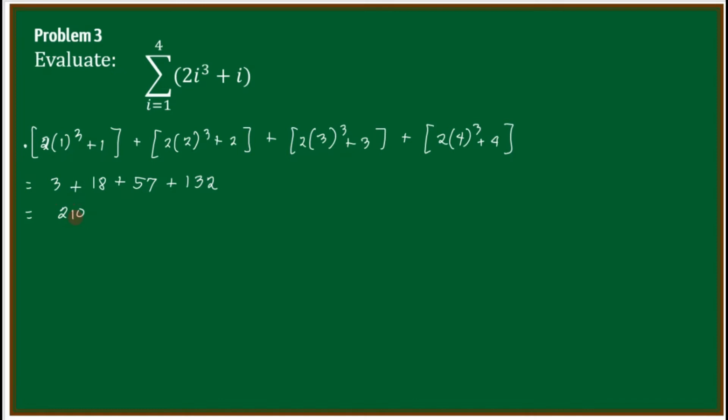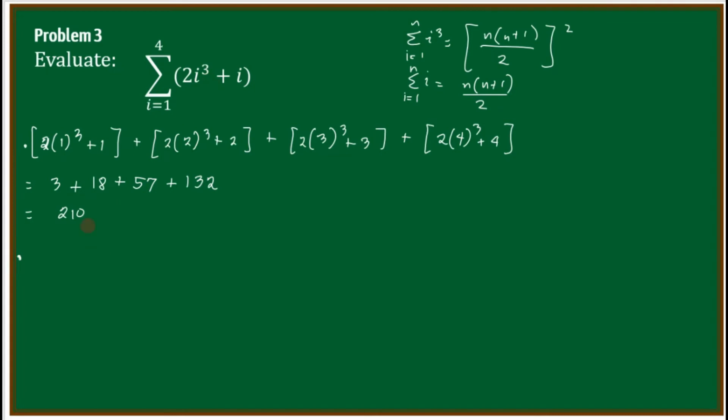Pero may iba pang method. Diba naalala nyo? Kapag summation of i cubed from 1 to n, ang formula na ginagamit natin dyan ay the quantity n times n plus 1 all over 2, squared. Yan yung formula. Then, kapag naman summation of i from 1 to n, the formula is n times n plus 1 over 2. So, gagamitin natin yung formula na yan. So, that will be the method 2.